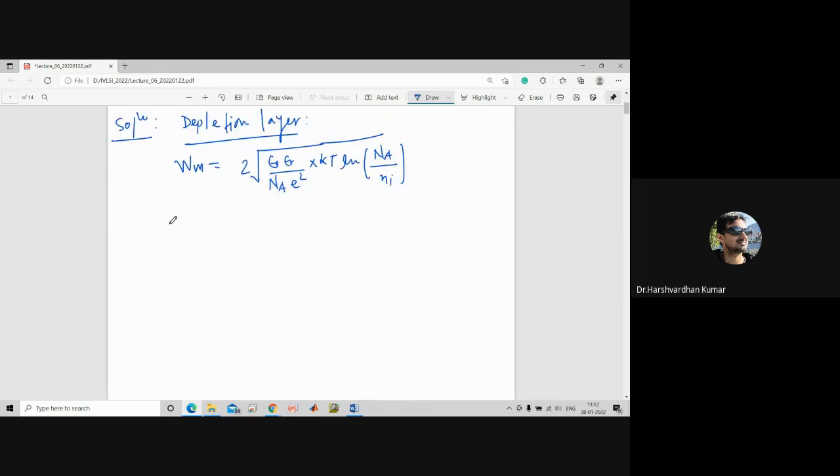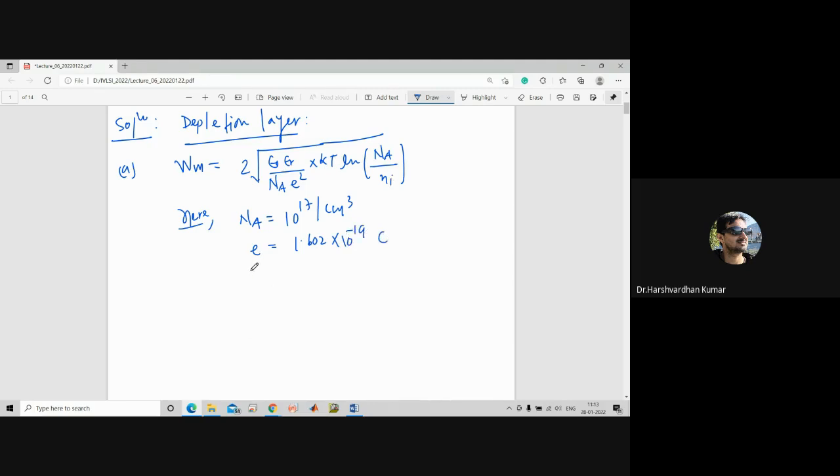So here, what is given? If you see, Na is given, right? So first case we are considering, that is 10 to the power 17 per centimeter cube. E is the charge of electron, right? So its value is 1.602 into 10 to the power minus 19 coulomb.